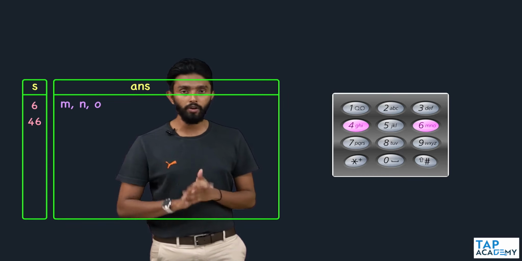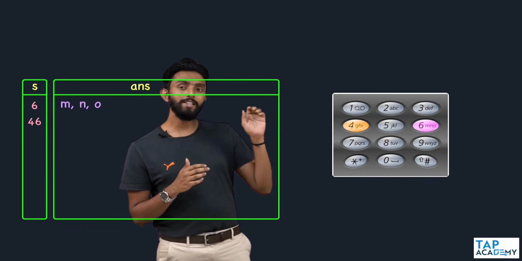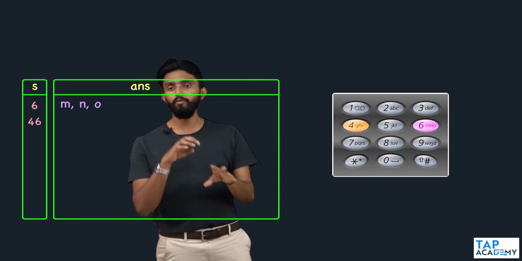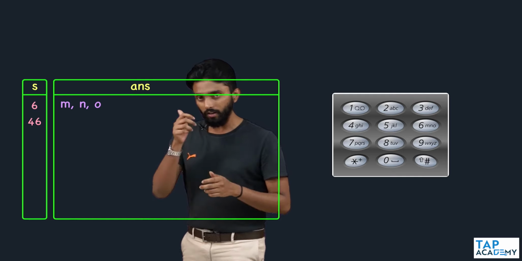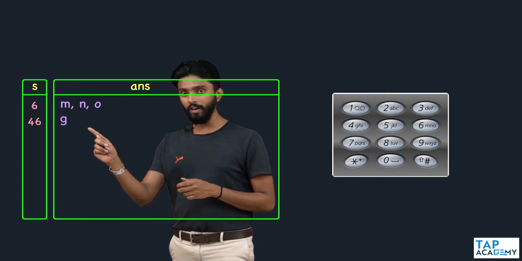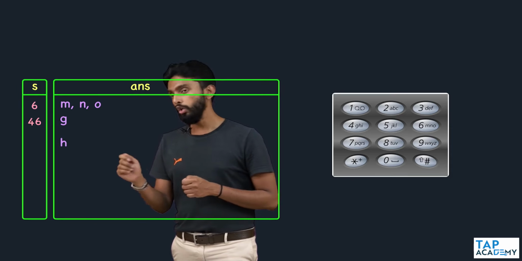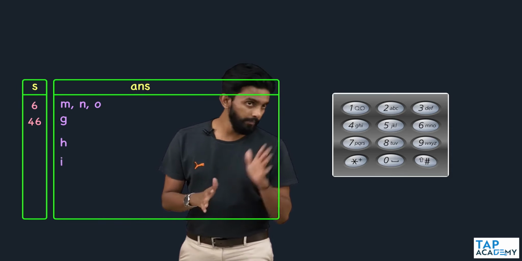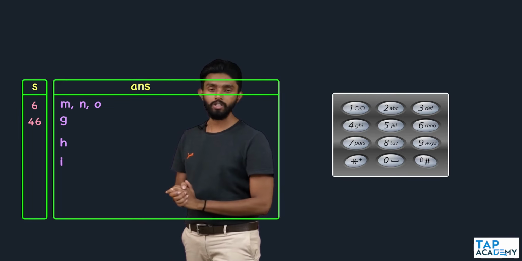Similarly, if somebody presses 4 and 6, what are all the different combinations? Now, if you look at it, 4 has G, H and I. So, obviously, would you agree that using 4, they can generate G, using 4, they can generate H, using 4, they can generate I. These are the 3 characters that using the 4 key you can generate.